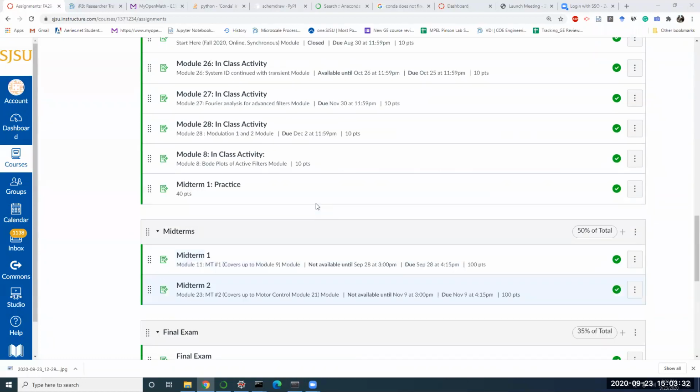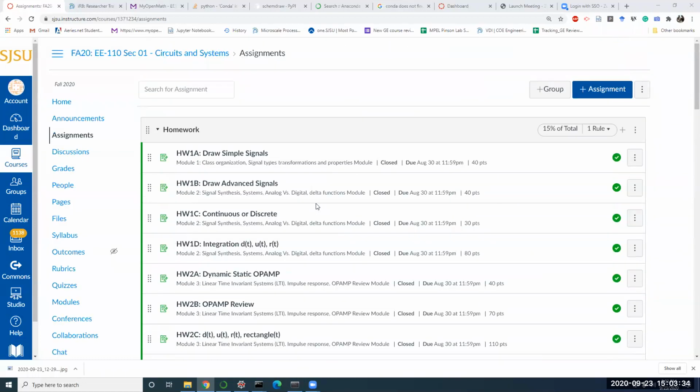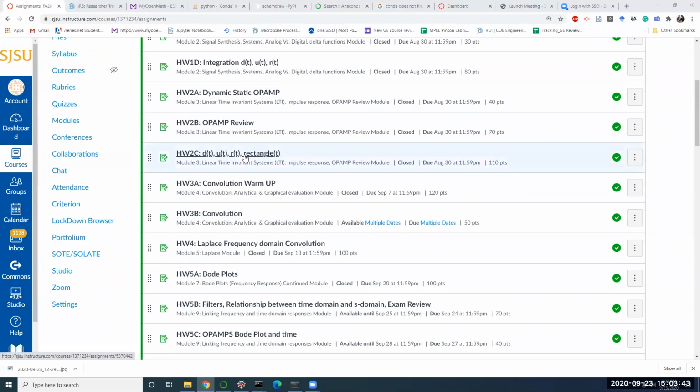The exams, basically you'll log into Canvas. You'll open up Zoom so that I can help you. Please make sure you stay muted.